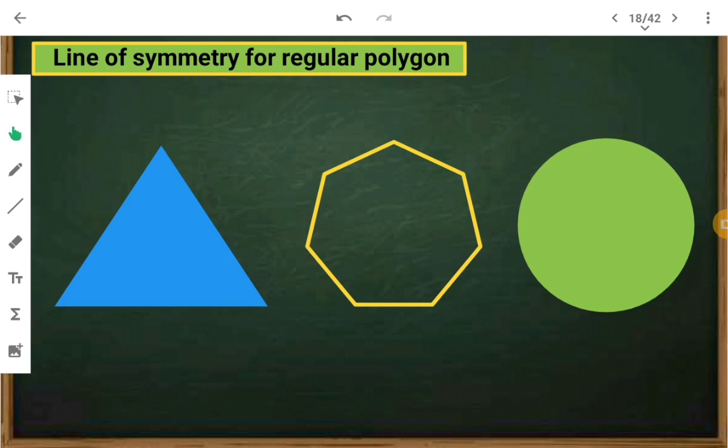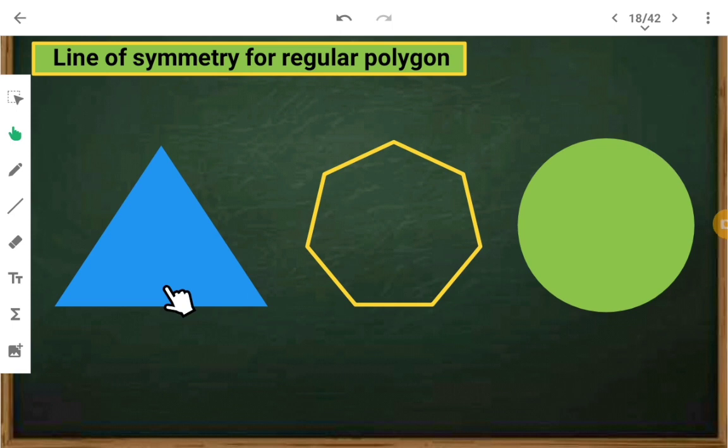Next, we are going to see line of symmetry for regular polygons. What is a regular polygon? A polygon which has equal sides. See, it's a triangle. The sides of the triangle are equal in length. So, I am going to call this one a regular polygon. Yes, a triangle has how many sides?